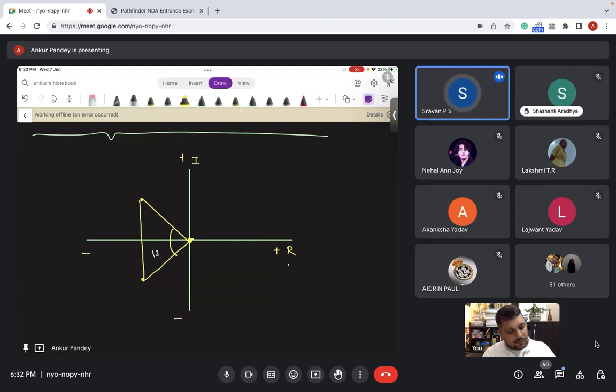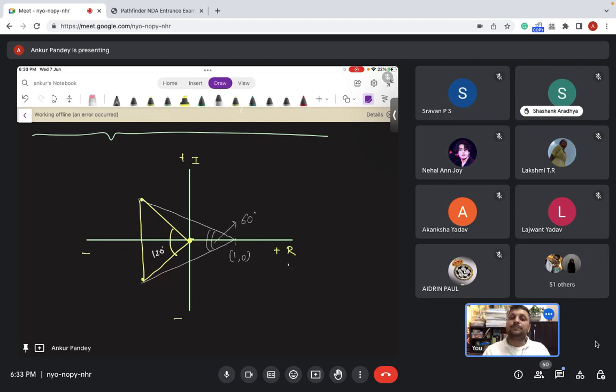Understood? Whereas if you join one, then this, sorry, what did I say? The yellow one is an isosceles triangle with this angle as 120, and this is an equilateral triangle. Obviously, this will be 60 degrees. Clear? This diagram must be clear.